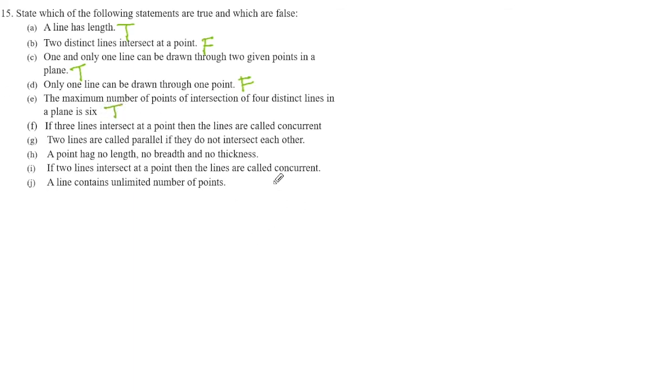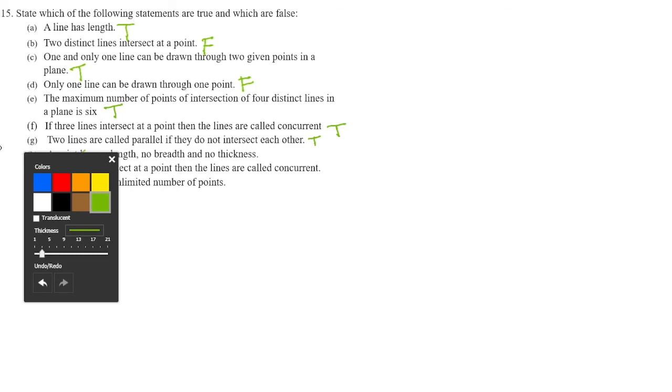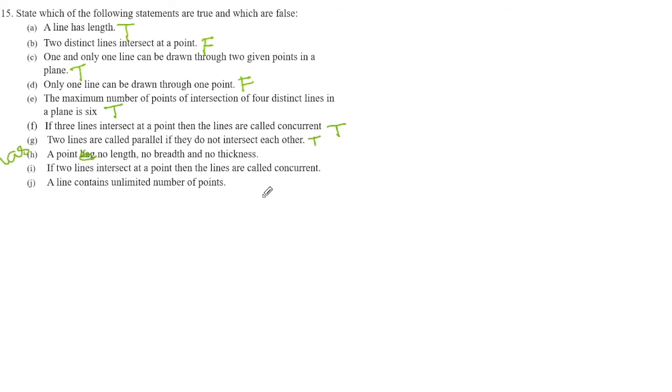If 3 lines intersect at a point, the lines are called concurrent. True. 2 lines are called parallel if they do not intersect each other. True. The distance between both of the lines is equal throughout. A point has no length, no breadth and no thickness. Well, this has a typo error. So a point has no length, no breadth, no thickness. True.